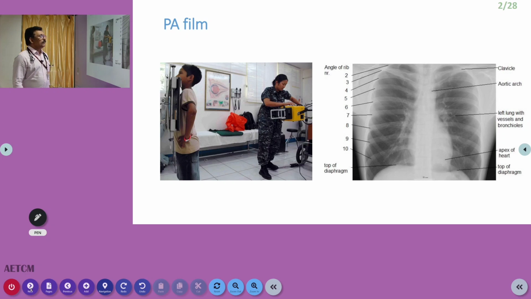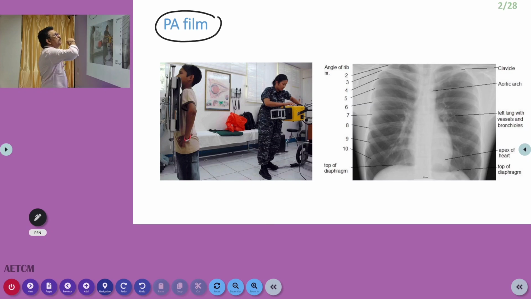Now, you know that we have two types of X-rays taken in the emergency room. Normally we take an X-ray PA view. You can see here the X-ray beam comes from here, posterior to anterior. That is PA view. But in AP view, the patient will be lying down on the bed. The film will be taken here. The beam will come from the top. That is AP view.